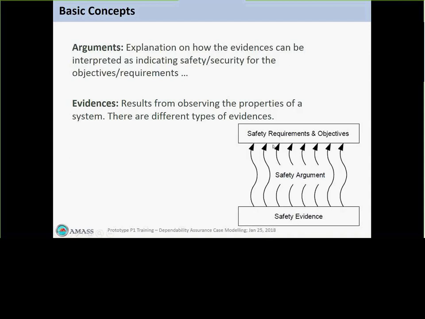We also need arguments. We need arguments because it's an explanation of how the available evidences can be interpreted, can be understood, indicating that we are acceptably safe, secure. And usually it's because we are complying with requirements, because the hazards are being sufficiently mitigated or avoided. We have mitigation of threats, all this.